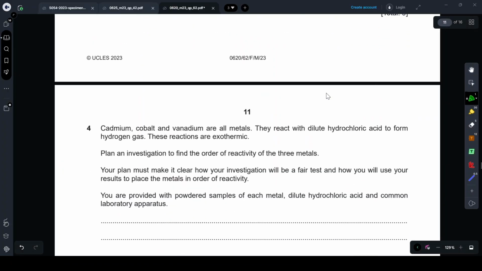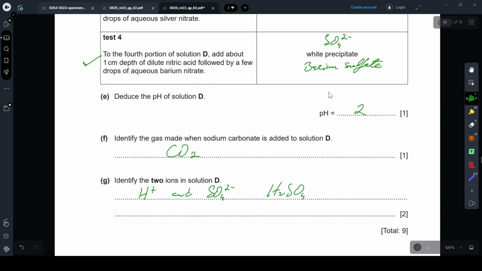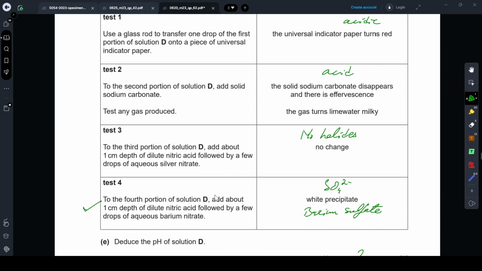There's a white precipitate written, so it would typically suggest chloride ion. No, wait. We tested for halides. There are no halides. Yeah, okay.